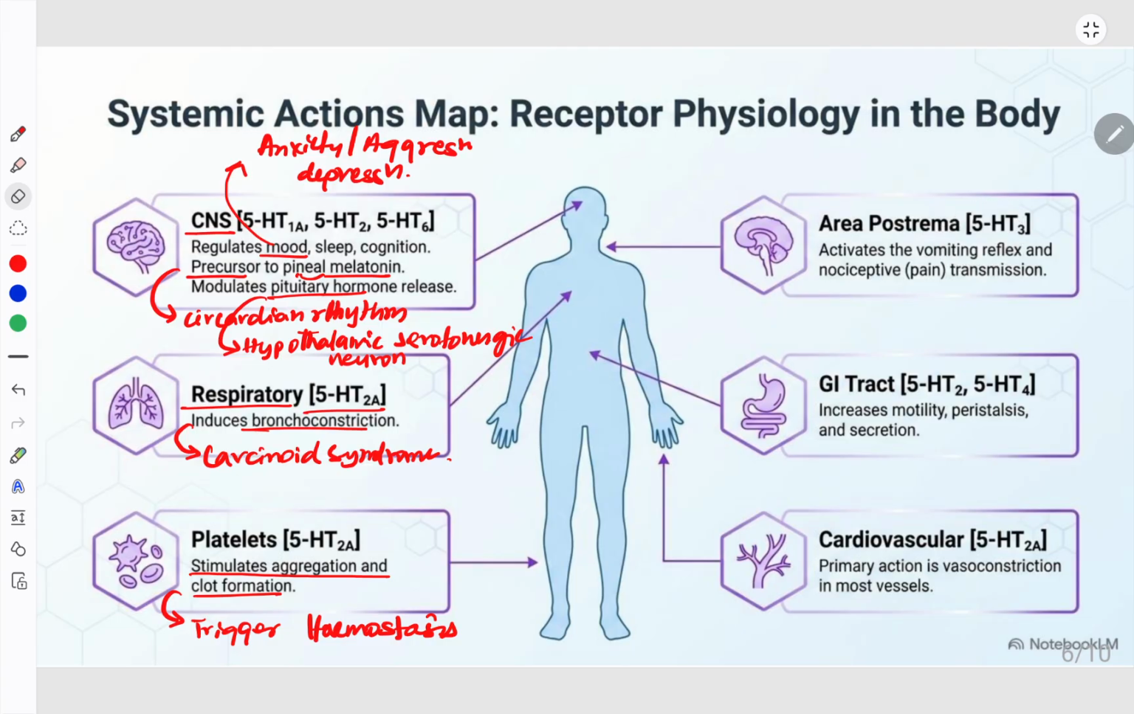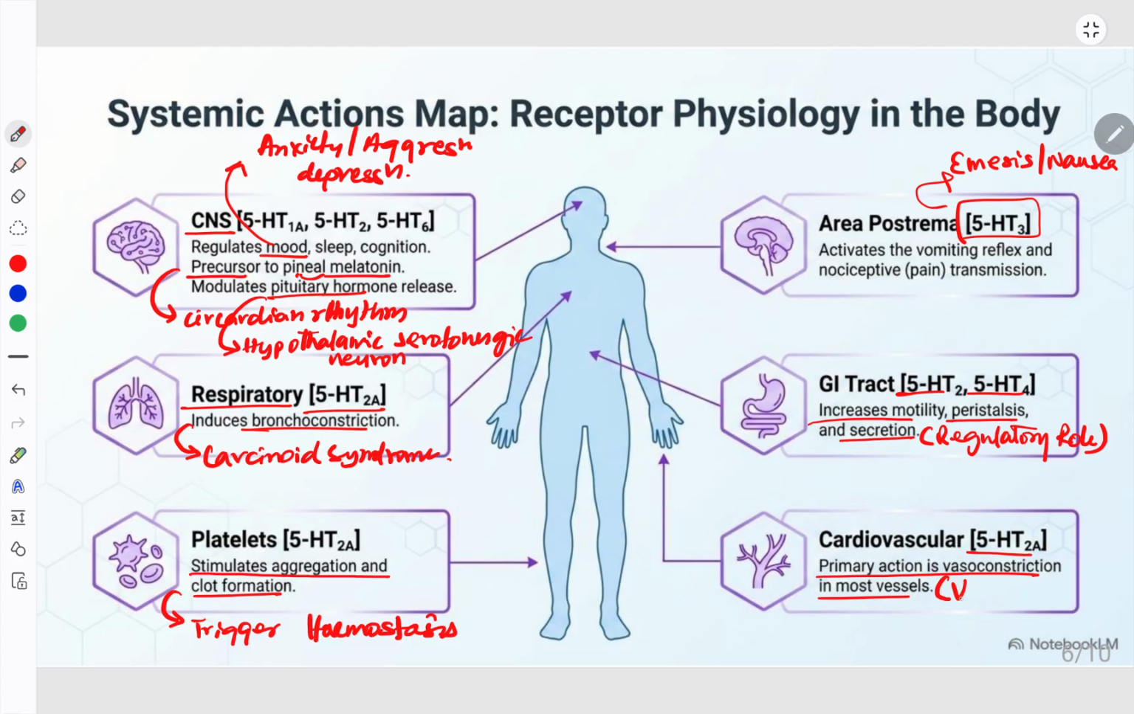Please note that it is 5-HT3 receptors which are involved in this process of emesis and nausea. 5-HT2 and 5-HT4 receptors are known to regulate the intestinal motility, peristalsis and the intestinal secretions. So it is mainly a regulatory role of these receptors. On the cardiovascular system, 5-HT2A receptors are involved in the process of vasoconstriction.